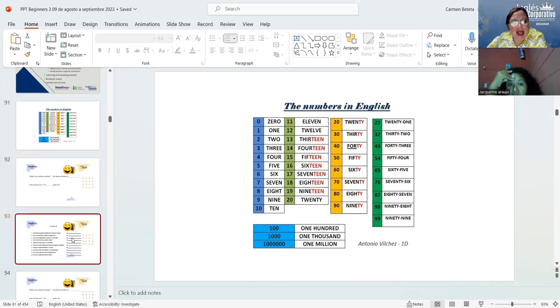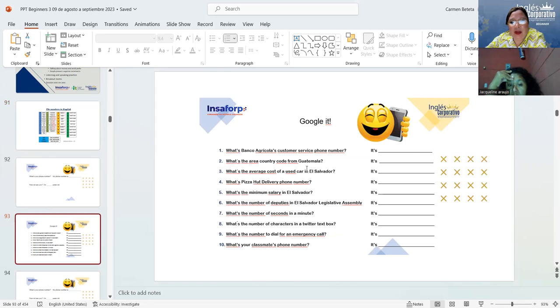Entonces, yo le sugeriría que haga esta actividad para que las diga en voz alta, cada número. La idea es que diferencie los números.